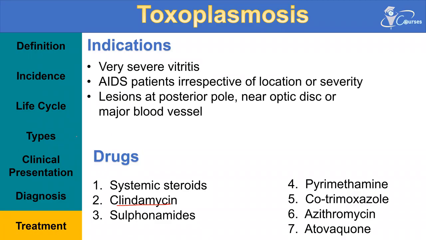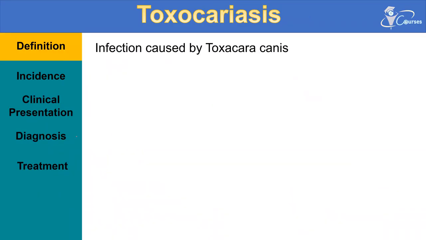Another disease will be toxocariasis. Not as much detail as toxoplasmosis, just a few lines. Toxocariasis is caused by another parasite called Toxocara canis, which is present in puppies or dogs, so they tend to infect people who have dogs or puppies that harbor Toxocara canis.